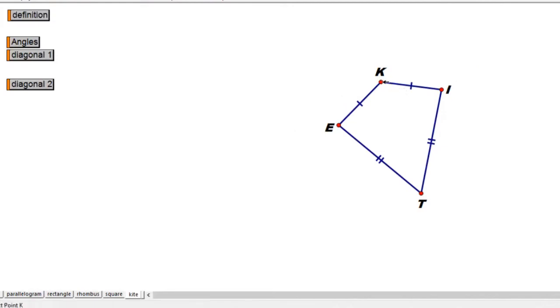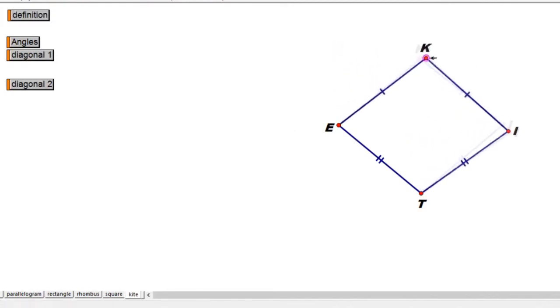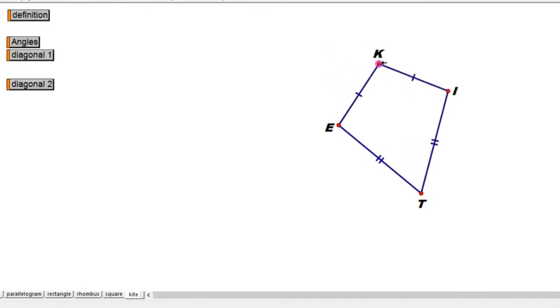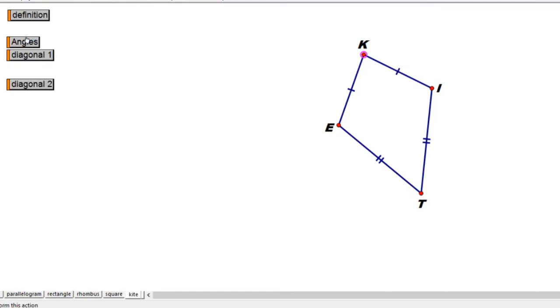Let's take a look at the characteristics of a kite. Let's measure all the angle measurements. You know this kind of angle. You know the name of that. That's called our vertex angle. Vertex angle is the angle between the two congruent sides. This is also another vertex angle. Let's get all the angle measurements.